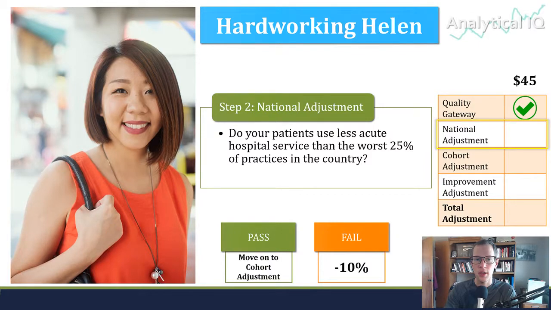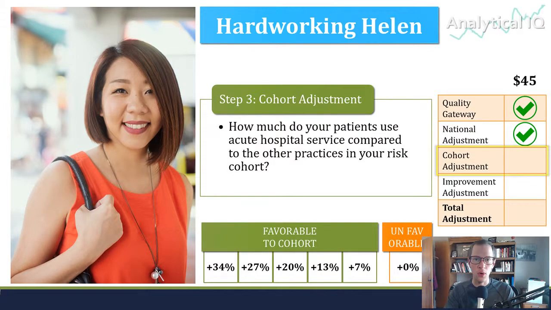In the national adjustment, you're going to get penalized. The practice gets penalized if their patients use the hospital at an absurdly high rate, an absurdly unfavorable rate. If they do that, and by the way, Hardworking Helen's patients don't do that. Hardworking Helen's patients are average. If practice's patients use the hospital at an absurdly high rate, then that is a ding, a minus 10% hit that you can never recover from. Auto shutdown initiated. This year. You can recover from it in general. All right. So Hardworking Helen, her practice passes the national adjustment and then gets to the cohort adjustment.